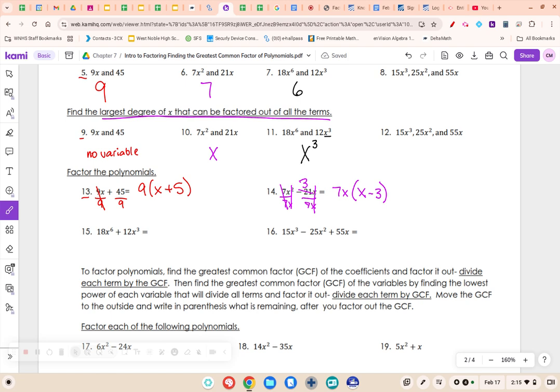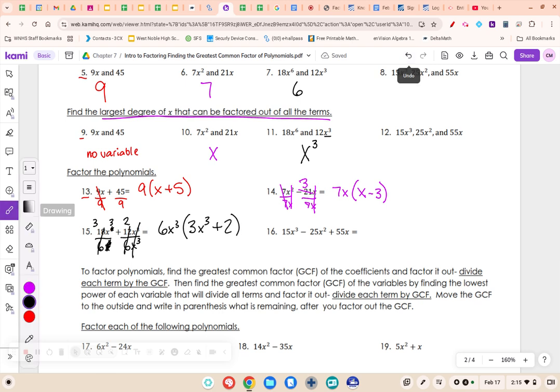So I'm going to skip over to question 15. My GCF is 6x cubed. That goes outside of my parentheses, and then I divide each term by that to figure out what goes inside. 18 divided by 6 is 3. x to the 6th divided by x cubed becomes x to the 3rd. So we have 3x to the 3rd. Next term, 12 divided by 6 is 2, and the x cubes cancel out.